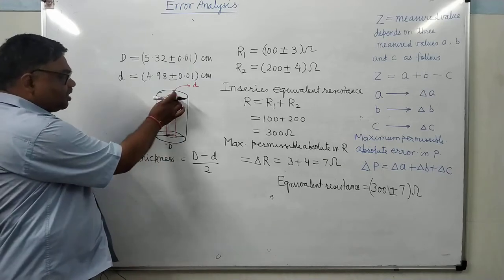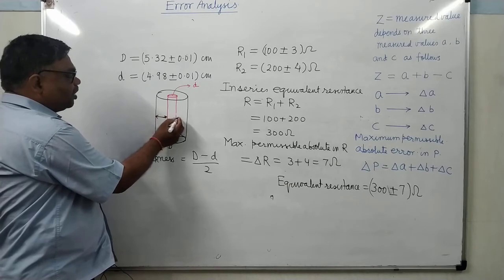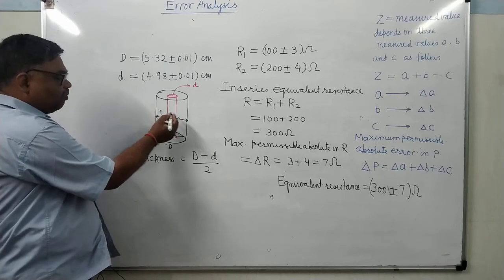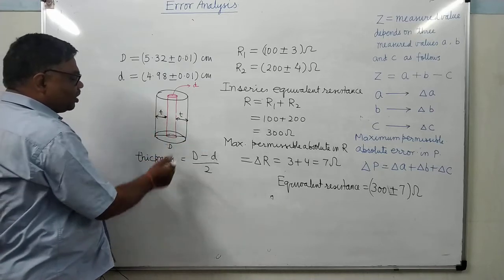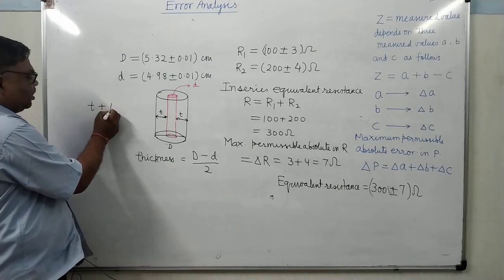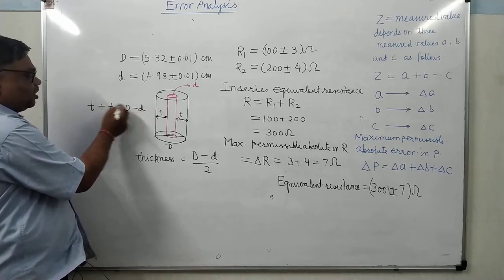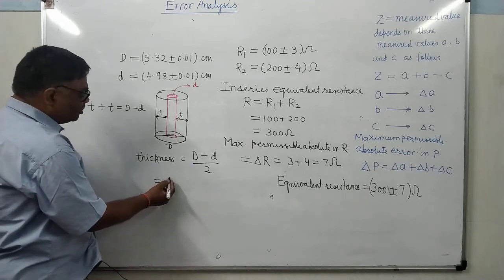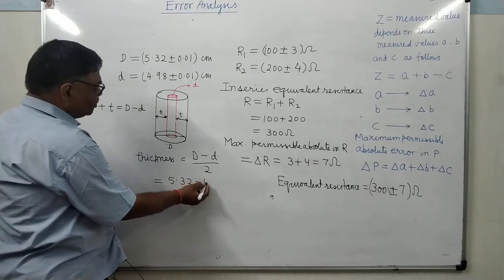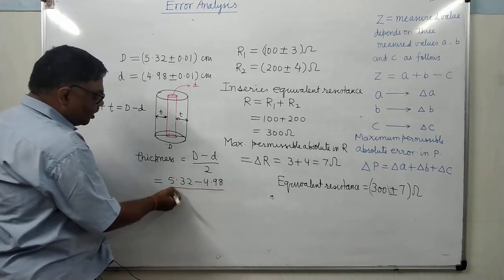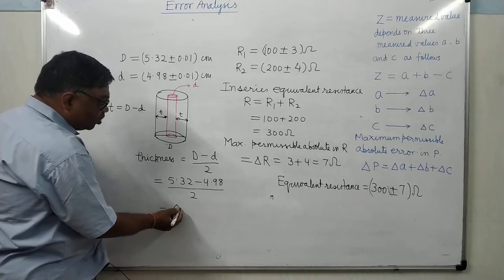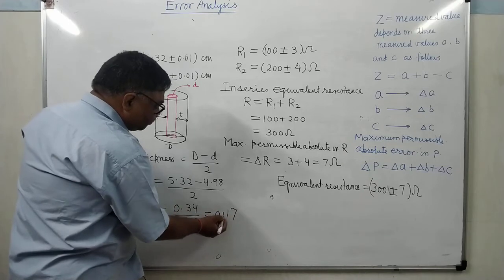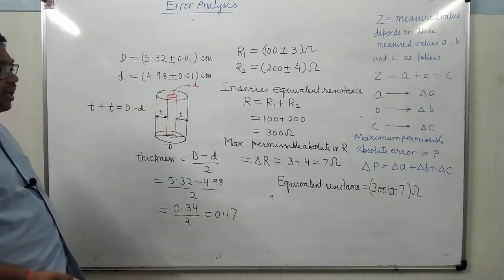If we take this much out of the whole, what will we get? This plus this. Now this one side is known as thickness. Means T plus T equals capital D minus small d. So you calculate what the thickness will be here: 5.32 minus 4.98 divided by 2. So it is 0.34 upon 2, that is 0.17.